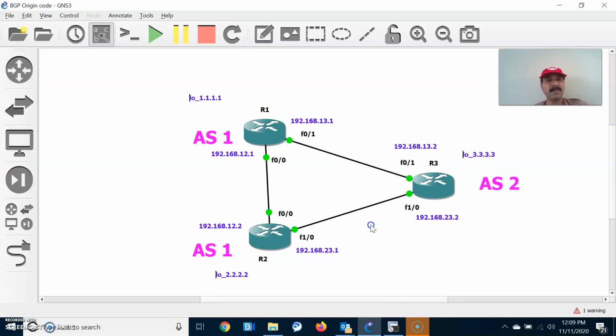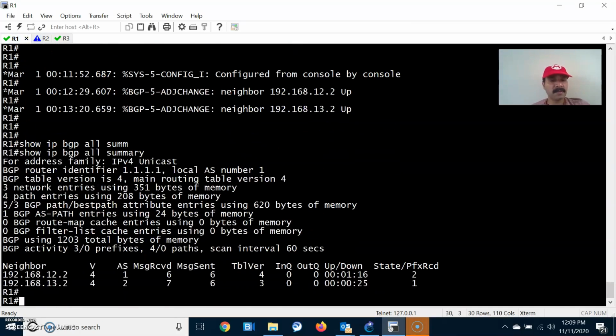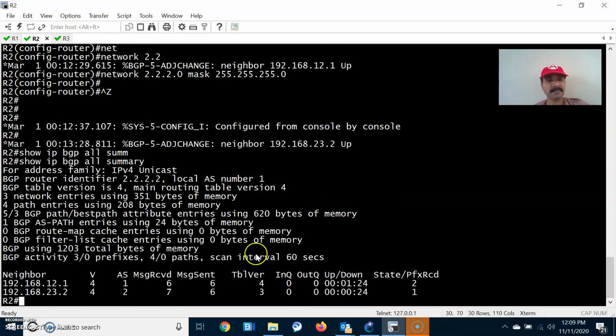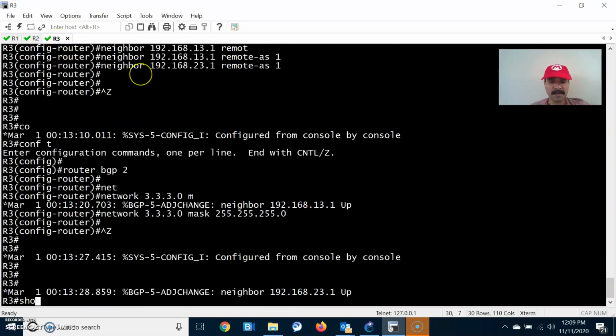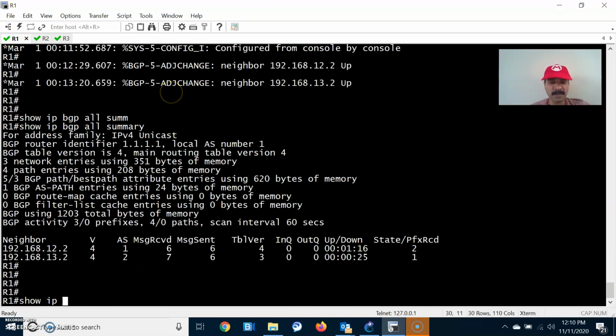So now I have configured the neighbor relationships and advertised the prefix on the individual routers, with a loopback address on each router. Now let us check the neighbor relationship and the routing table. Show IP BGP all summary. Okay, so the neighbor is up. Similarly, here also the neighbor is up. Let us go to R3 and show IP BGP all summary. So the neighbor relationship is established. Let us check the BGP routing table.